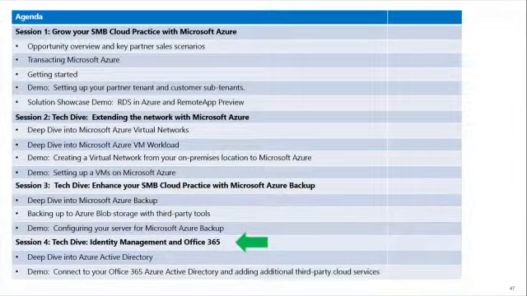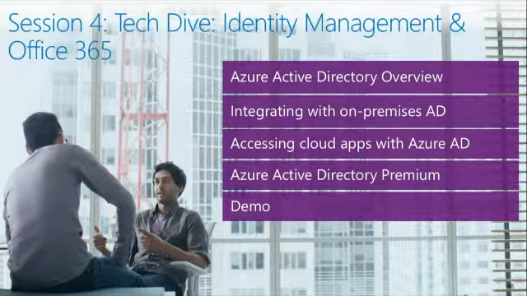So let's get started into the agenda. Chances are you've viewed our first three sessions. Now we're on the fourth session, which is our tech dive into identity management and Office 365. So today I'll be covering basically what is Azure Active Directory, how do I integrate with on-premises Active Directory, and then accessing those cool cloud apps with my Azure AD. And we'll show you some different flavors of Azure AD. We've got the free offering and we have the premium offering, and then everything I talk about, of course, as always, I will demo at the end.